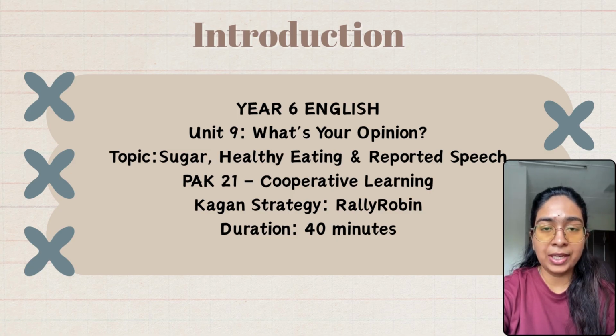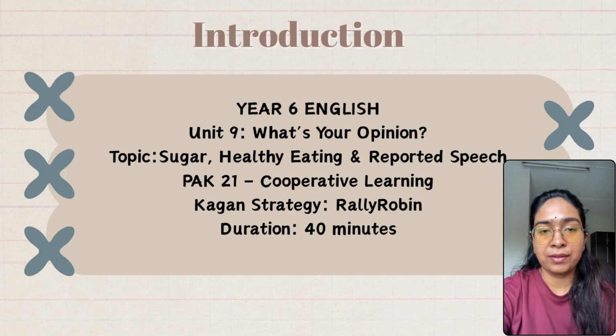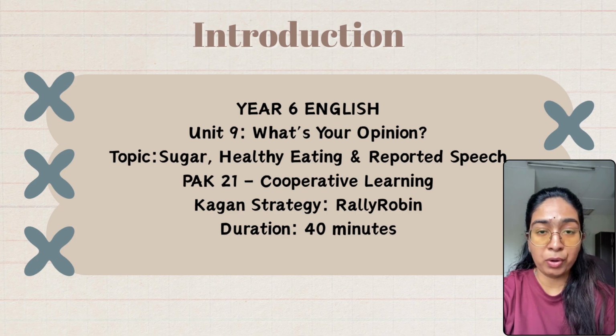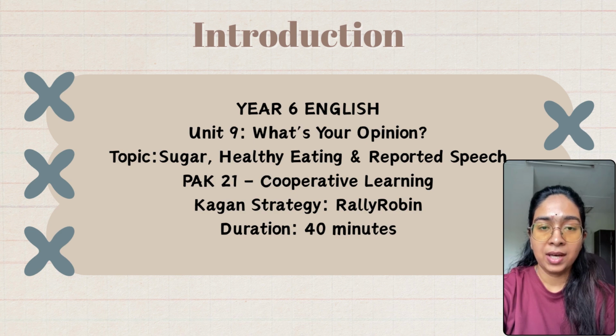The third is that pupils should be able to ask and answer questions with their partner about food and report their partner's answers using reported speech. Finally, pupils should be able to express at least one opinion about healthy eating confidently.